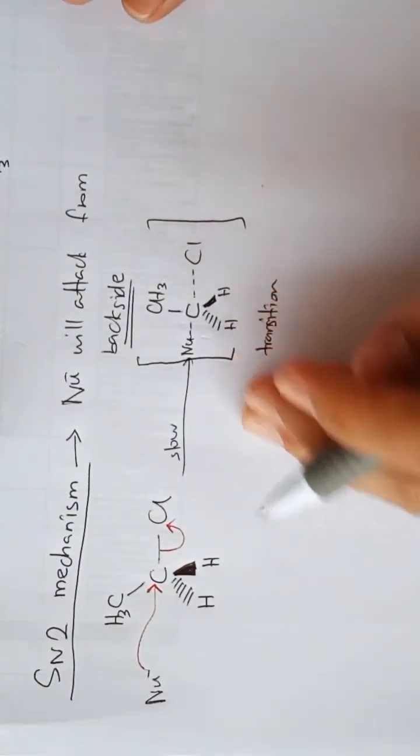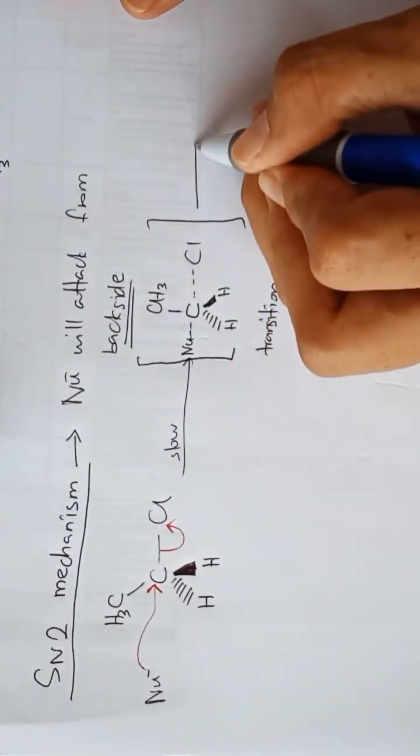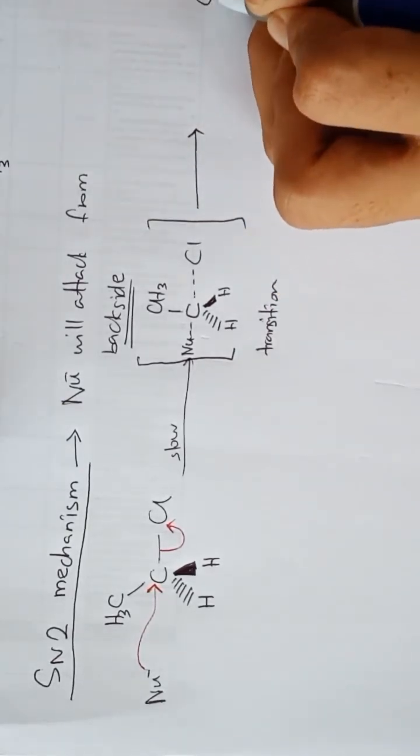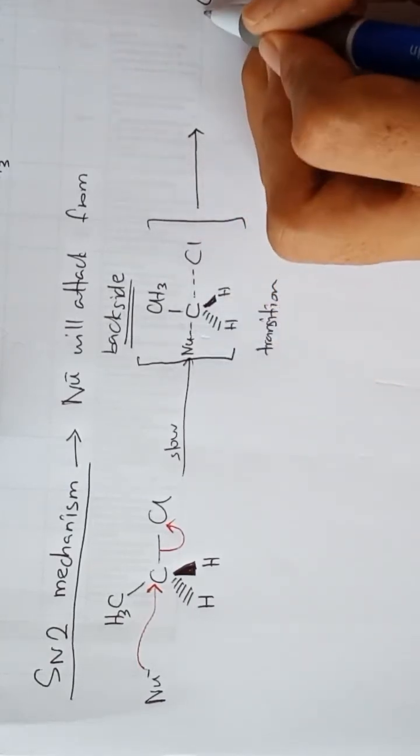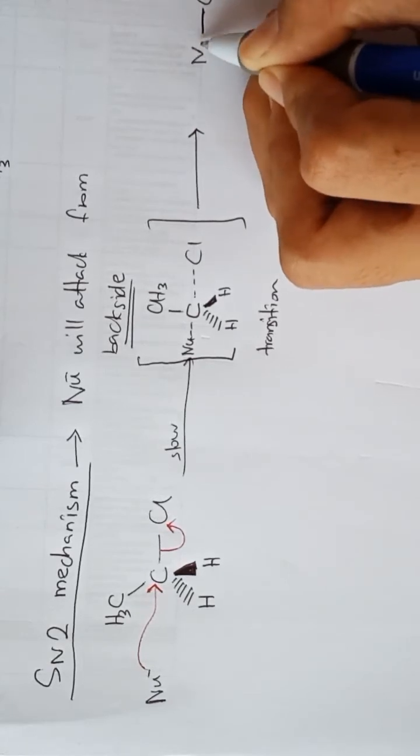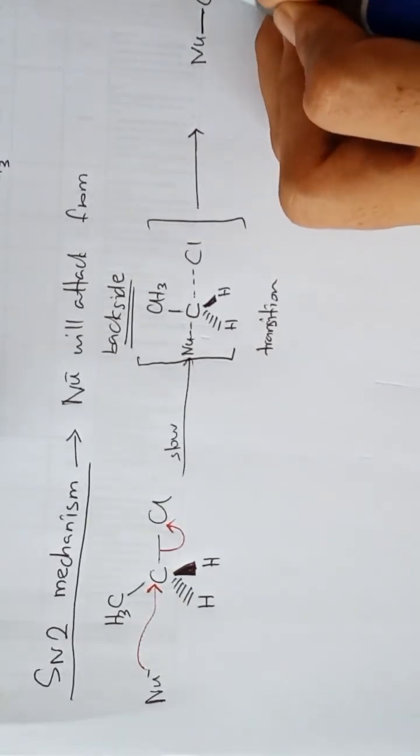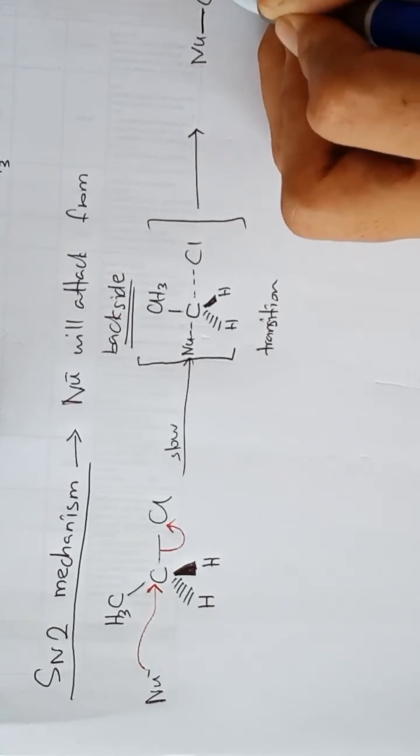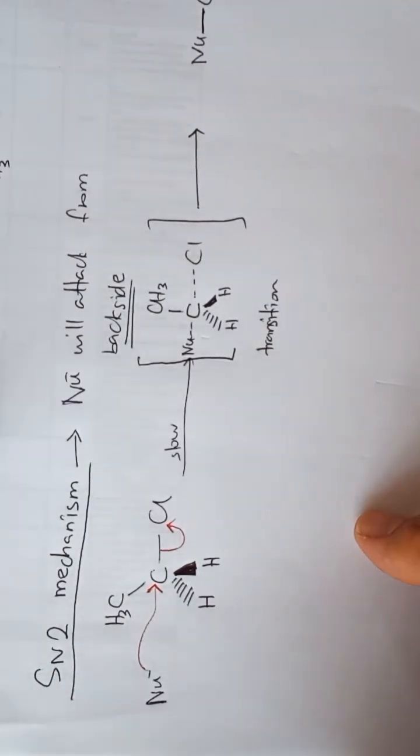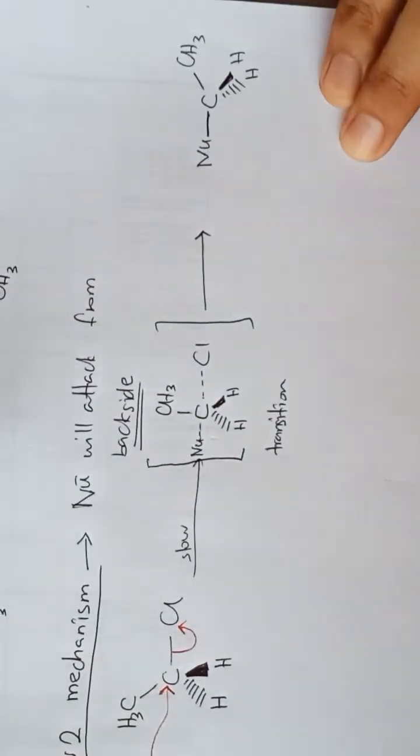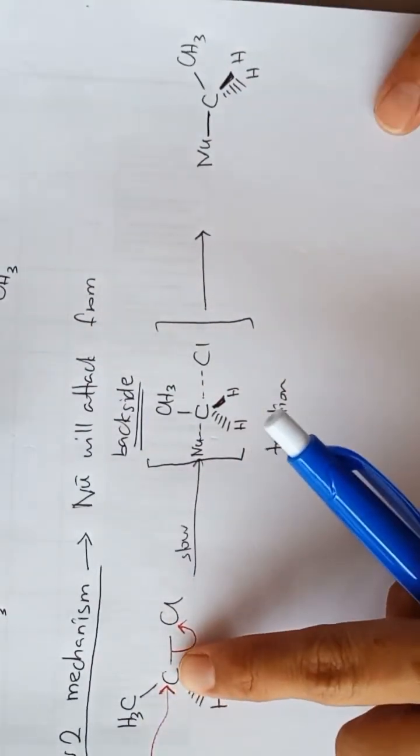After that, we will form the product. The product will be like that. Finally the carbon chlorine bond will break and the nucleophile will form a bond with the carbon like that. The hydrogen here will be like this. I'm really sorry, you didn't see that. It's like this. The nucleophile attacks from the back side of the carbon chlorine bond.